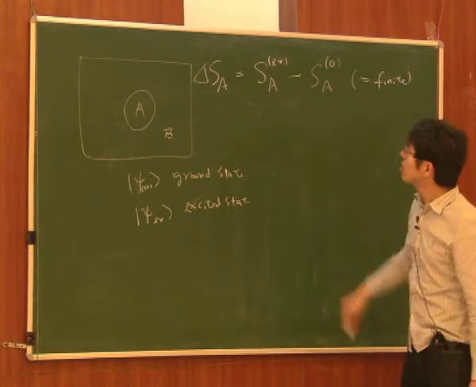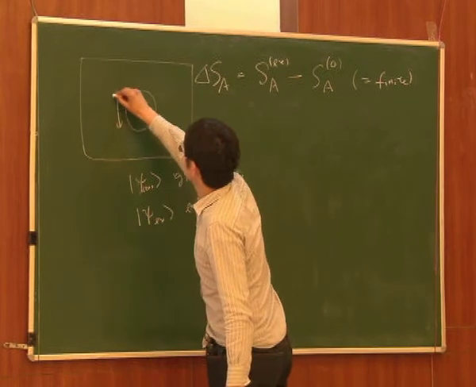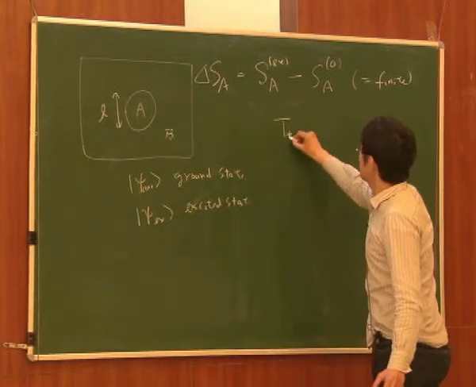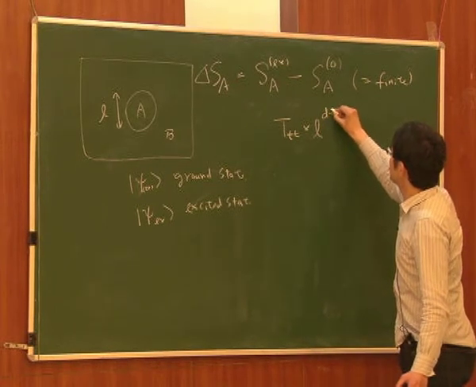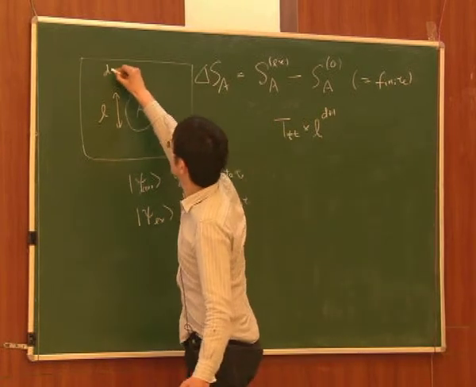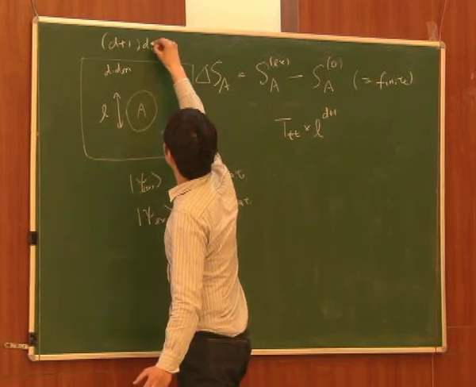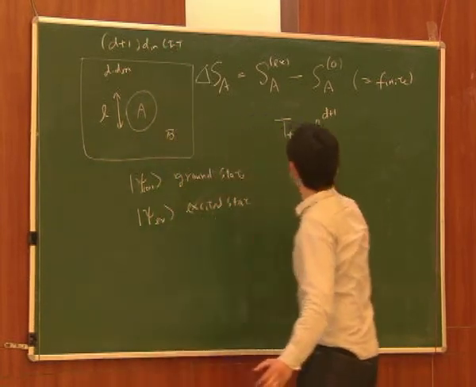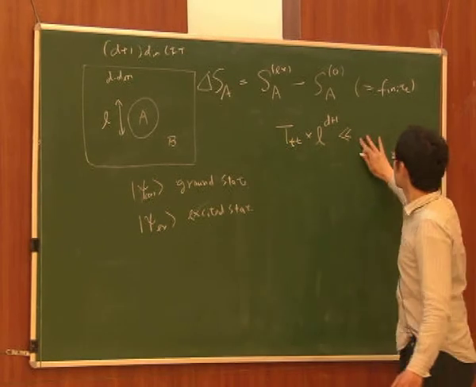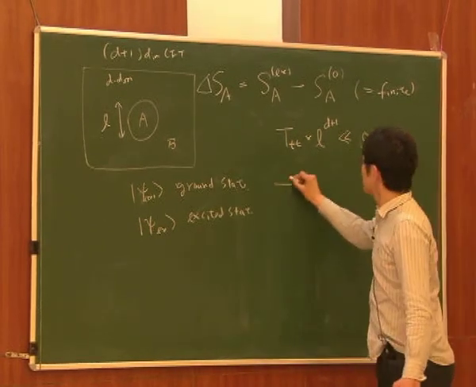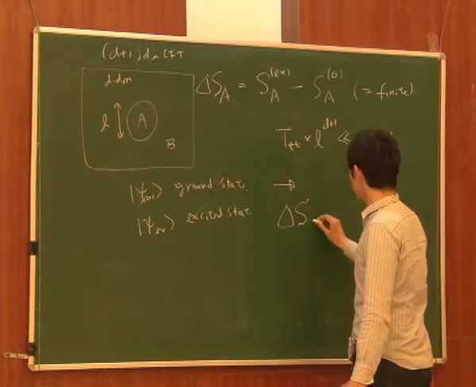We evaluated this in a holographic way and confirmed that, especially if the length scale L of subsystem A is small, the energy density T multiplied by L to the D plus 1 is dimensionless. Here the space dimension is D, so we are talking about a D plus 1 dimensional conformal field theory. As long as this combination is much smaller than 1, some analog of the first law of thermodynamics holds.